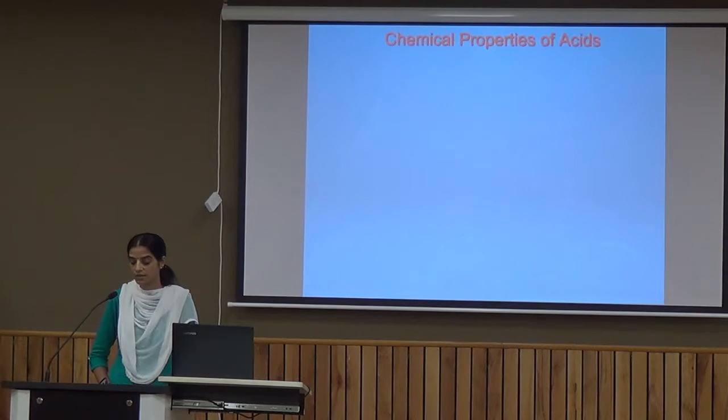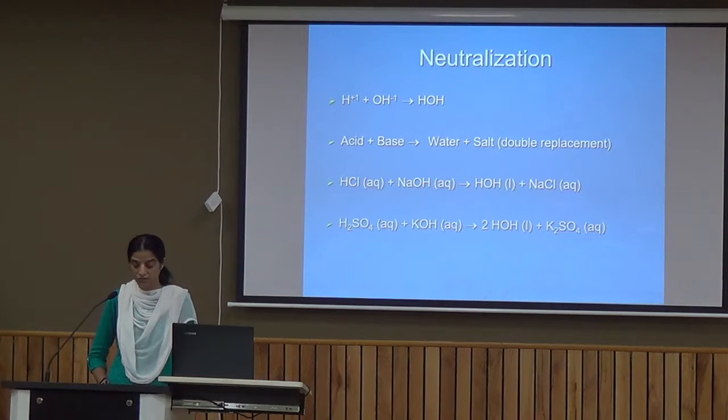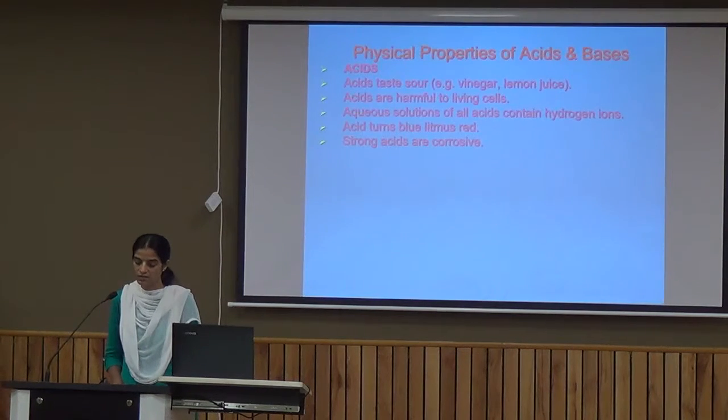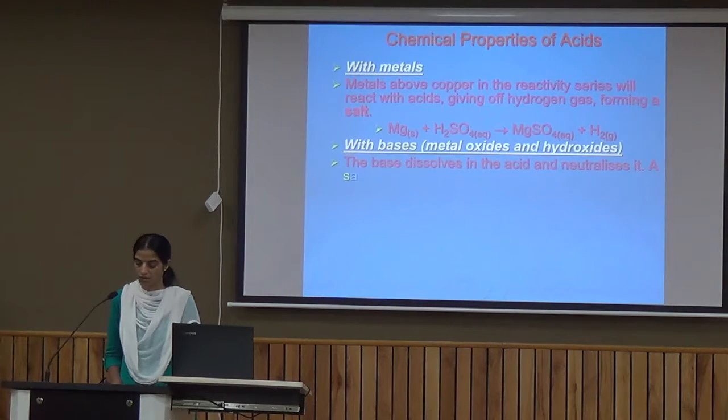Next, we come across the chemical properties of acids and bases. When we talk about chemical properties of acids and bases, basically we refer to the reaction of acids and bases with different substances. The very first example shown here, under chemical properties of acids, is the reaction of acids with metals. Let us see.